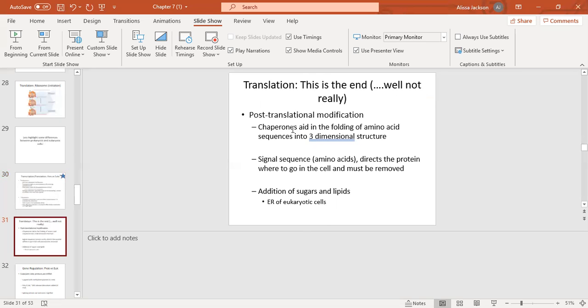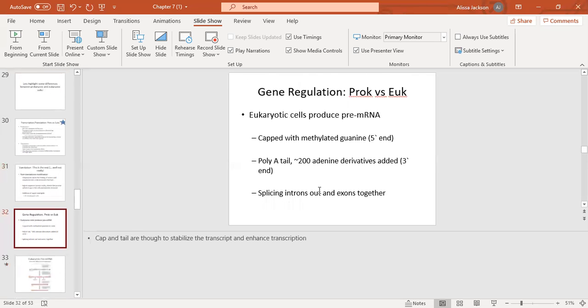And the chaperone proteins, that kind of makes sense. They're helping fold the amino acid chain into its 3D structure so that all of the amino acid chains can interact. And then there's a signal sequence that will tell the protein where to go. So if there's a signal sequence for the cell membrane, the chaperones will direct it to the cell membrane and the signal sequence will be cleaved. And then in the endoplasmic reticulum, you can modify proteins by adding sugars and lipids in eukaryotic cells.